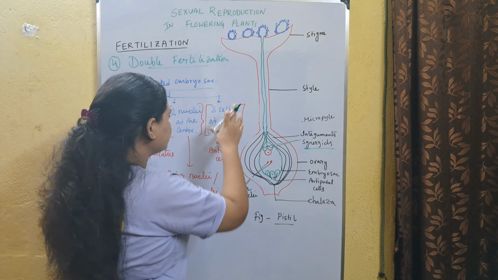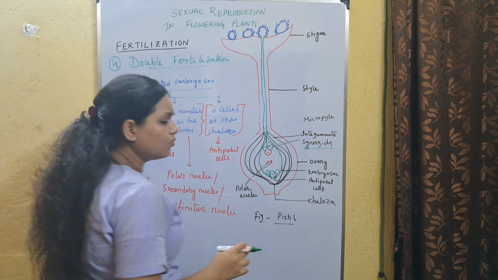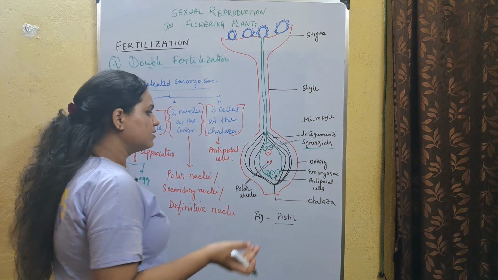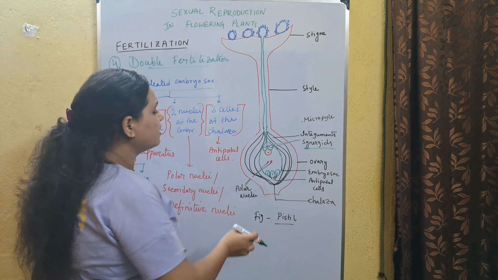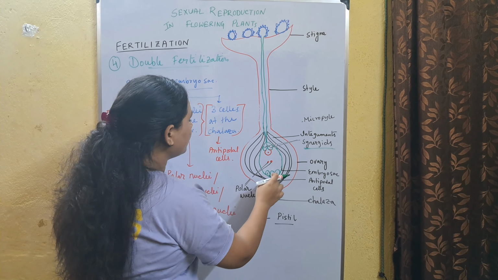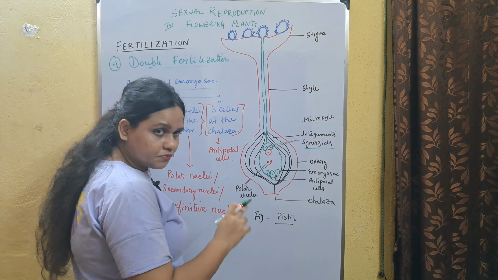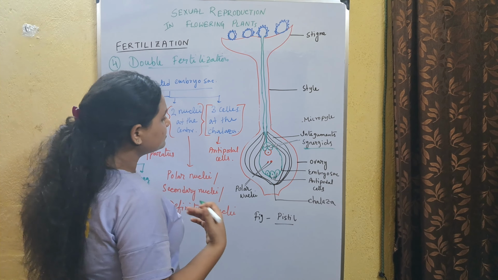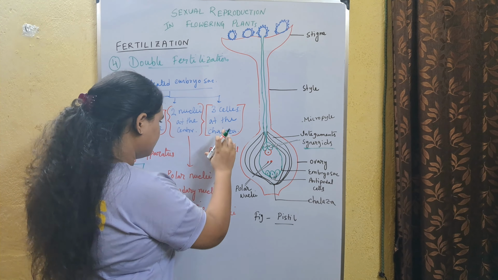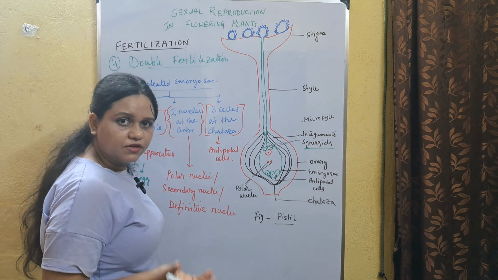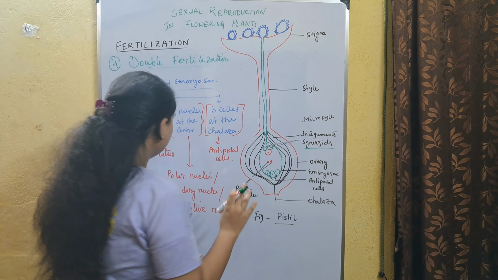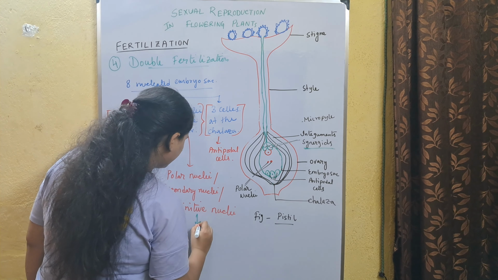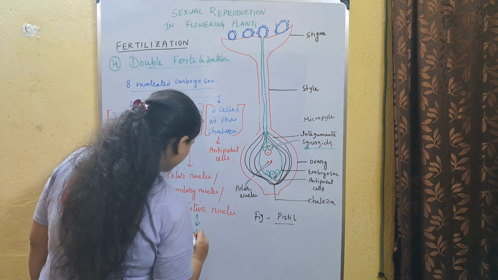These three cells are alike and they are known as antipodal cells. Regarding their function, in some books it is written that the antipodal cells help the pollen tube to enter through the chalazal region in case of chalazogamy, but in some books the antipodal cells don't have any function or the function is unknown. Now, polar nuclei are responsible for the formation of endosperm.